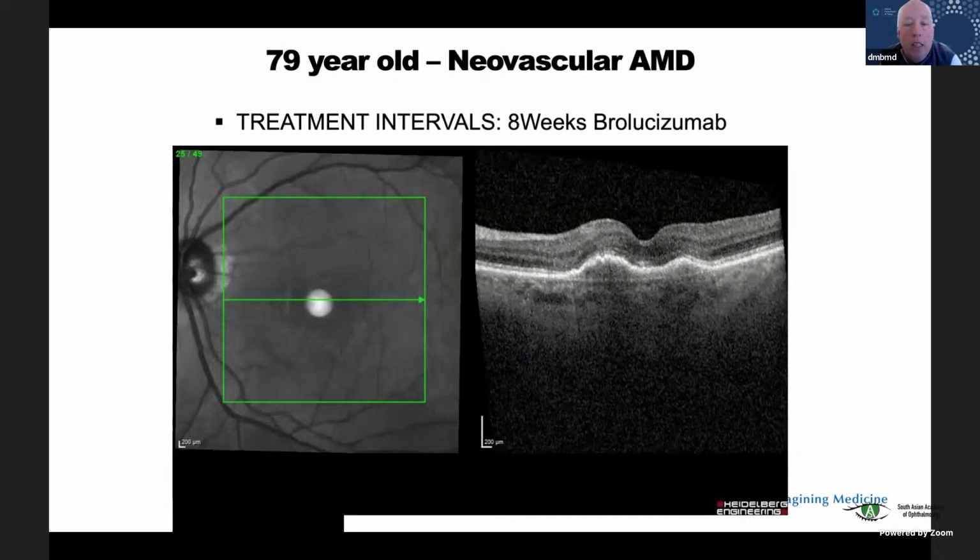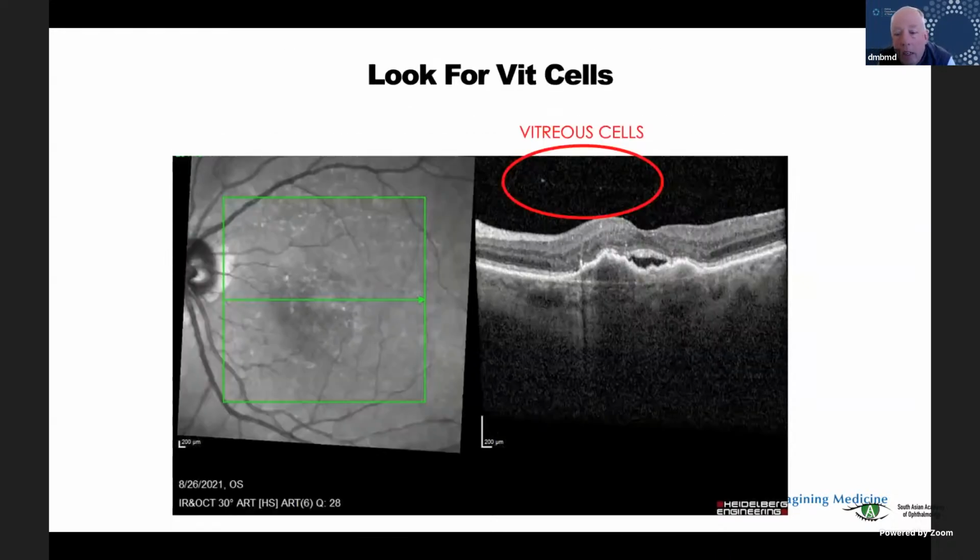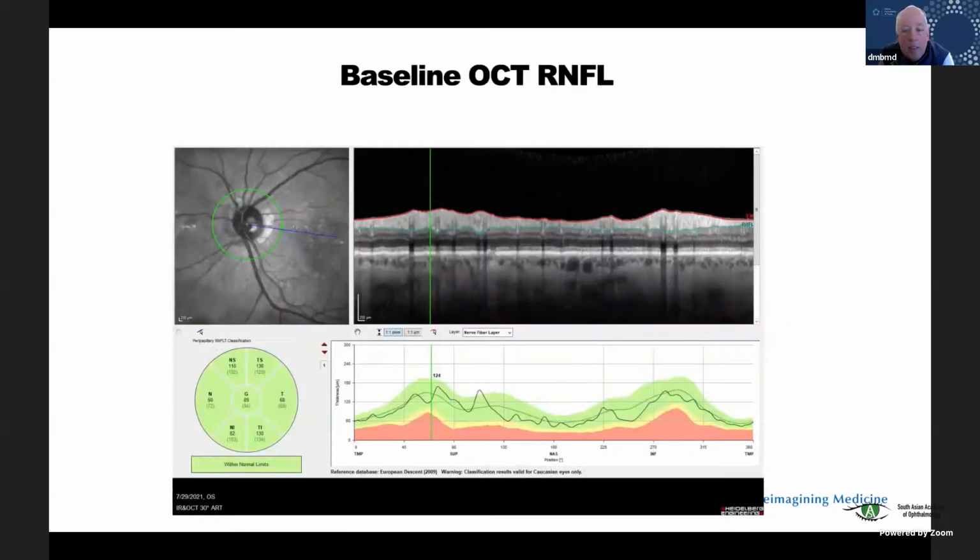Here's a patient, neovascular AMD. She was getting brolucizumab at 8-week intervals with good control of the disease activity, had some PED, but no subretinal fluid or intraretinal fluid. Here she presents at 8 weeks, and she actually has a little fluid, which was surprising. She's been pretty stable. Note she has some vitreous cells that weren't there on the previous OCTs.